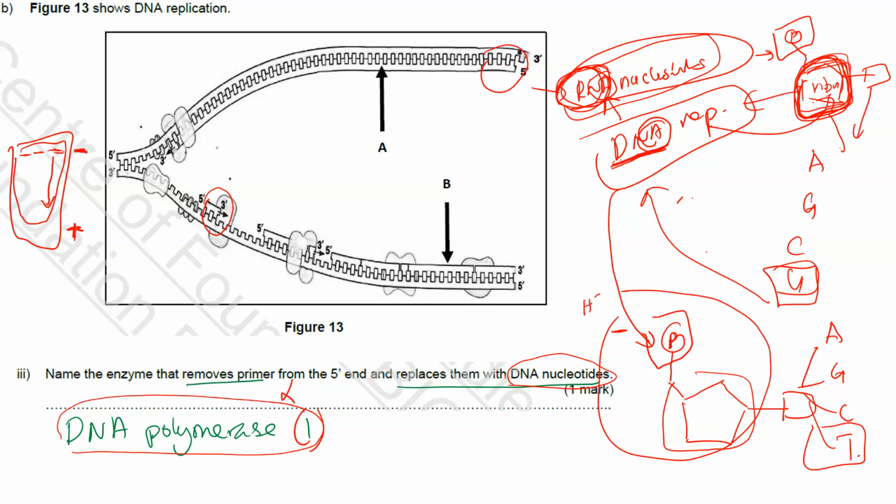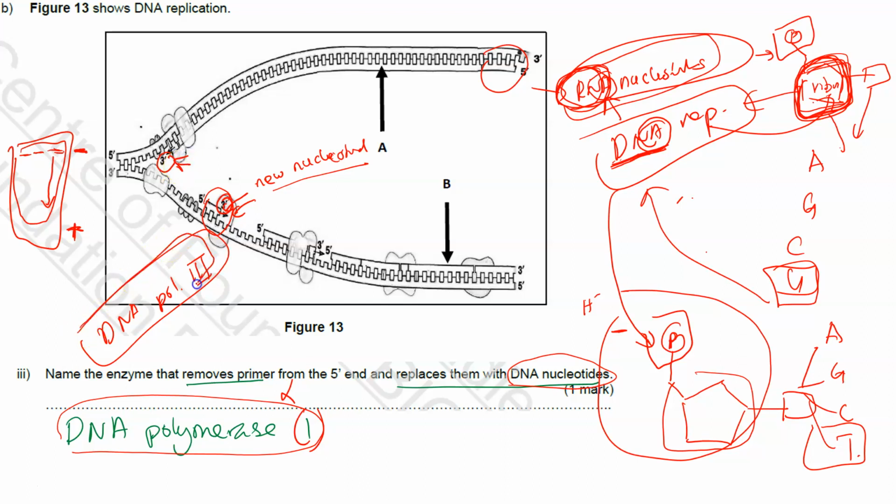DNA polymerase 3, the function of DNA polymerase 3 is to add new nucleotides to the primer or to the elongating DNA strand. Okay, so that's why we call it as DNA polymerase 3, because the enzyme will add the new nucleotide at the 3' end of the elongating strand. Okay, the addition of new nucleotide is always at the 3' end.